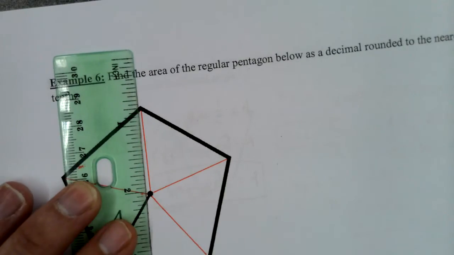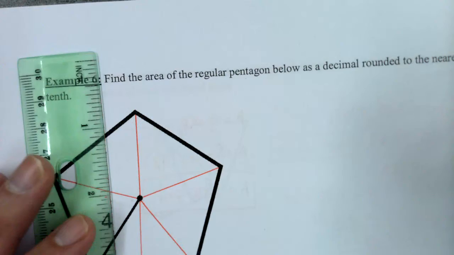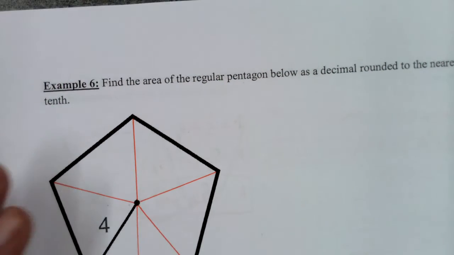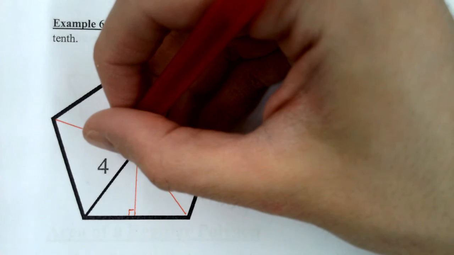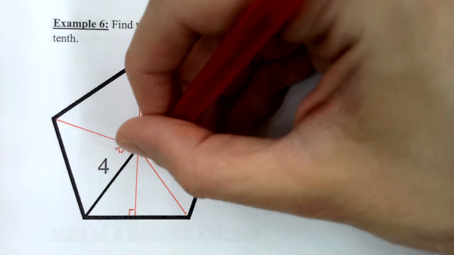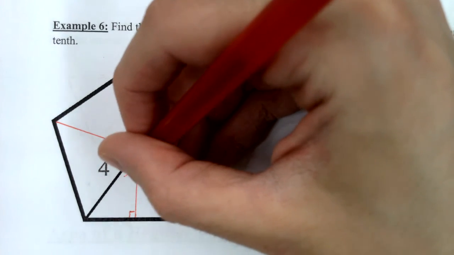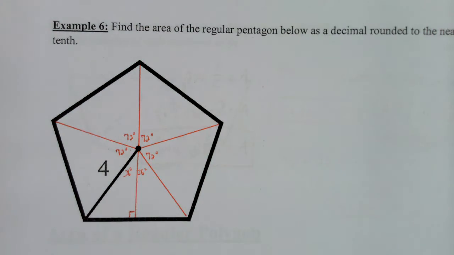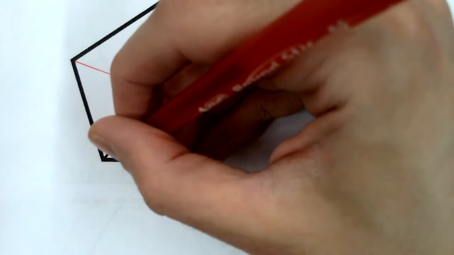Let me also draw in the apothem. Label each central angle. There's 5 central angles because it's 5 sides. 360 divided by 5 is 72. So each central angle is 72. 72, 72, 72, 72. And then the apothem bisects the last central angle into 36 and 36. Since that's 36 and that's 90, this missing angle is going to be 54.